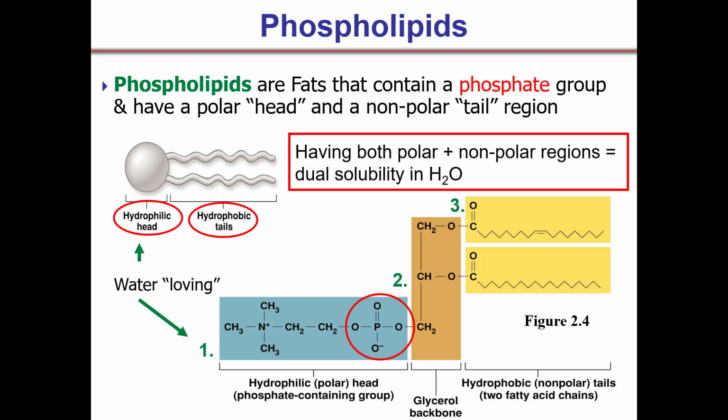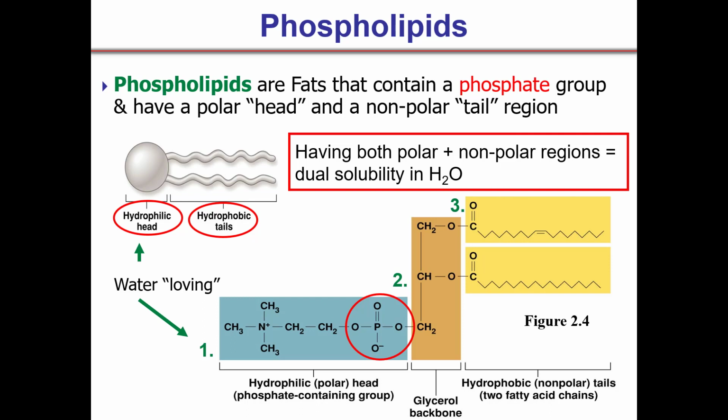One of the lipid molecules that we will use a lot is the phospholipid. This is a very unique molecule. It's going to be found in all cell membranes. This is where we've got the fatty acid chains.